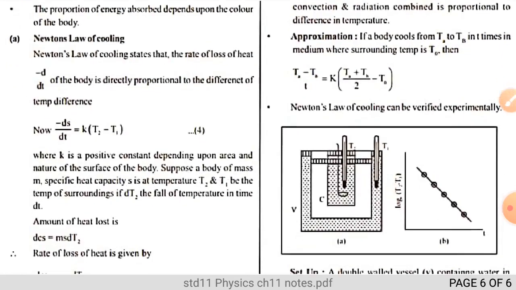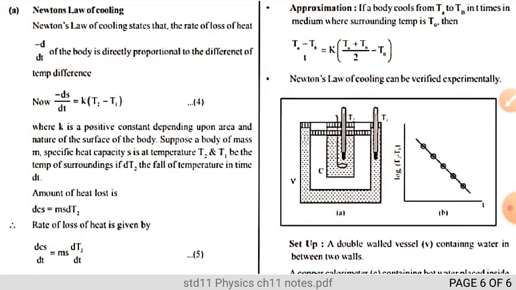Now next is Newton's law of cooling. Newton's law of cooling states that the rate of loss of heat, minus dQ by dt, of the body is directly proportional to the temperature difference. The formula of Newton's law of cooling is minus dQ by dt is equal to k (T2 minus T1). T2 minus T1 is the temperature difference, and minus dQ by dt is the rate of change of that heat.